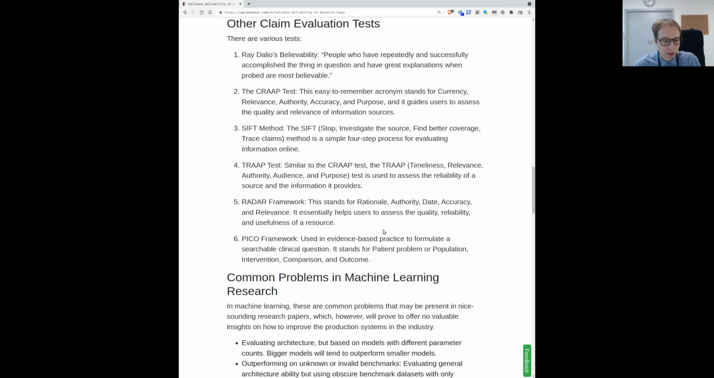For example, very well known is Ray Dalio's believability, where the people who have repeatedly and successfully accomplished the thing in question, and have a great explanation when you ask them, those are the most believable. So this is one of the tests we can use. Then there are these others.